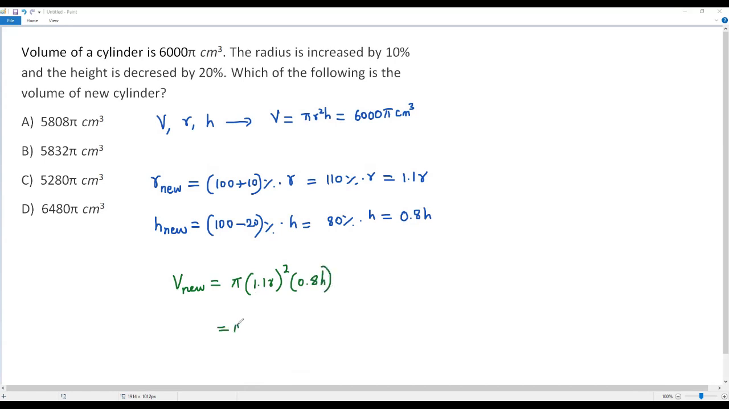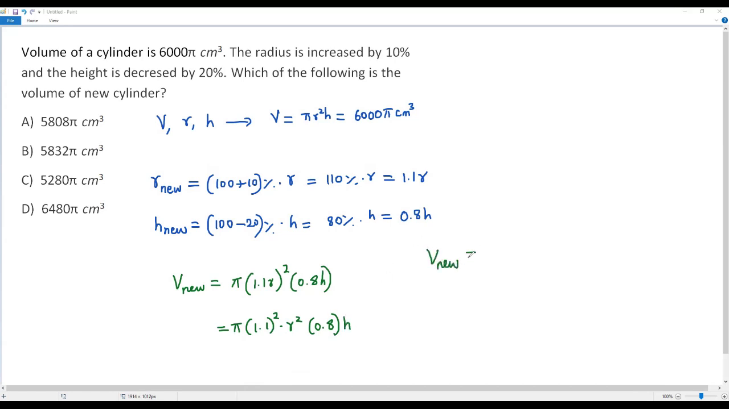Here pi times the two values 1.1 and R are multiplied, and there is a common exponent too. Whenever two values are multiplied and there is a common exponent, the exponent has to be taken separately for each value and the results multiplied. Then I'm getting 1.1 square times R square. We can write this 0.8 times H as 0.8 times H. Let me continue over here.